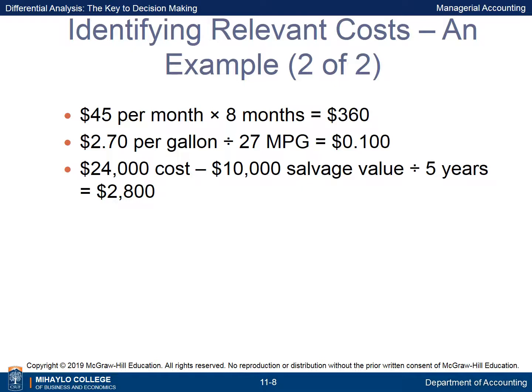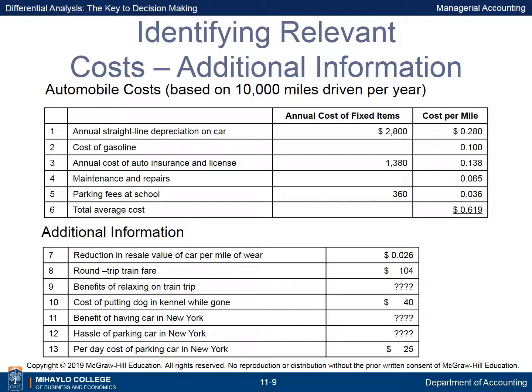The annual cost of insurance and license and maintenance and repairs are also included to arrive at the average cost per mile. The parking fee at school is $45 a month. Cynthia attends school 8 months out of the year. The total average cost is $0.619 per mile. Additional information to aid in her decision includes the reduction in resale value per mile, or wear, round-trip train fare, benefits of relaxing on train trip, cost of putting dog in kennel while gone, benefits of having car in New York, hassle of parking car in New York, and the per-day cost of parking in New York.